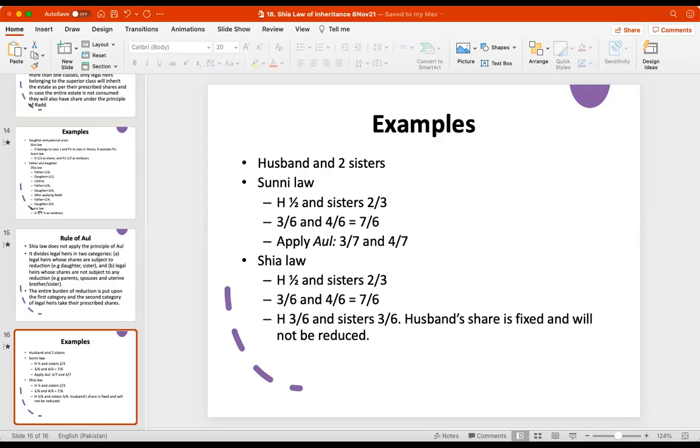So in our next session, we will see how Shia and Sunni laws are applied in different situations and how their application gives us completely different results. But it does not happen all the time. There are numerous examples where Shia and Sunni law are very similar. The difference only comes where female relatives are involved.